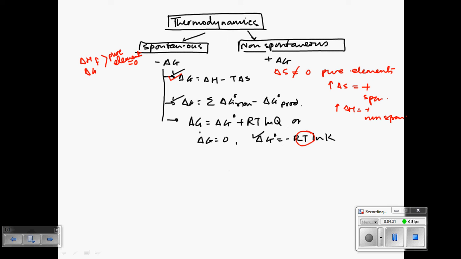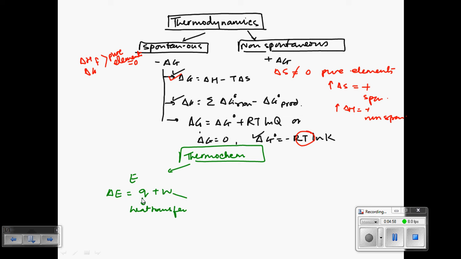So now I will go a little bit over thermochem, which is from unit B. Thermochem is the study of heat transfer between substances. In thermochem, there is internal energy E, and change in internal energy is Q plus W, where Q is the heat transfer and W is the work done, and W is generally PV work, so P times delta V.